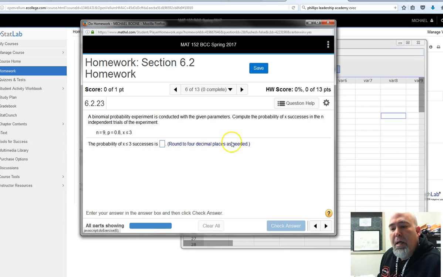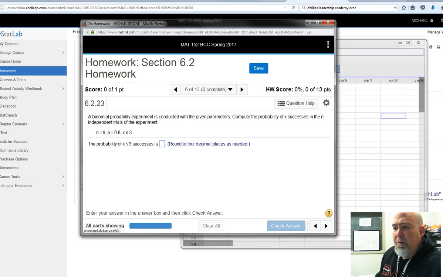I want you to get comfortable using StatCrunch, as always, but making sure that you can see that it's a binomial probability because there's two events that can happen, and then how to find those probabilities.